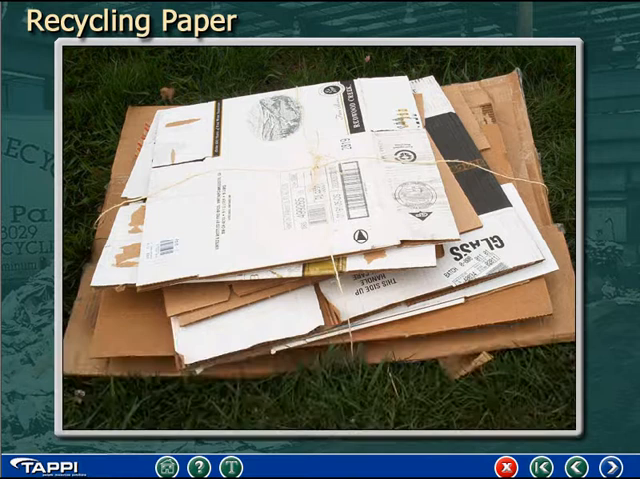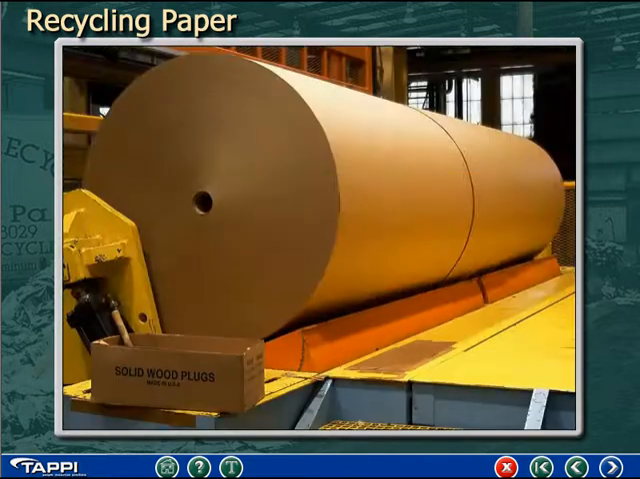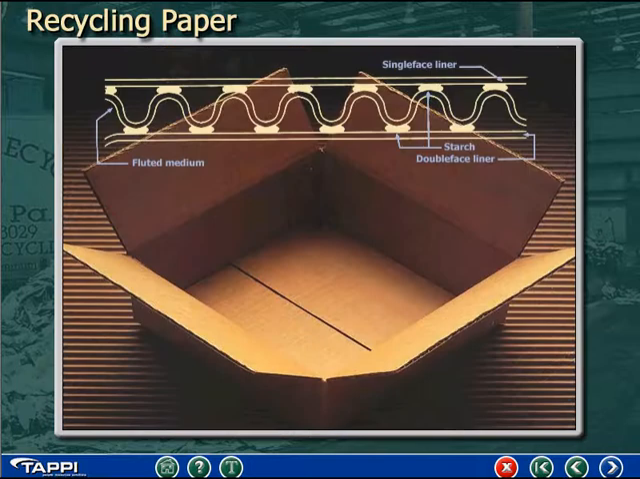What happens to all that OCC? Well, the majority is recycled into other brown grades of paper or paperboard. The most common reuse is to make corrugating medium and liner board, which are the components glued together to produce corrugated boxes. Let's look at how OCC is processed to become pulp for these grades of paperboard.